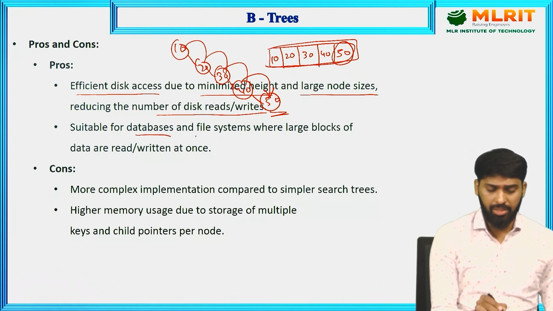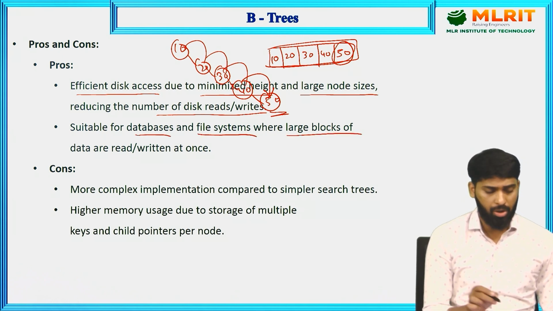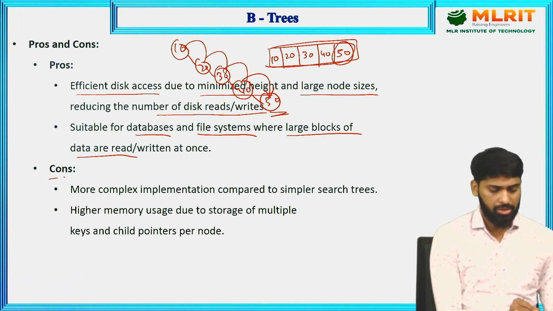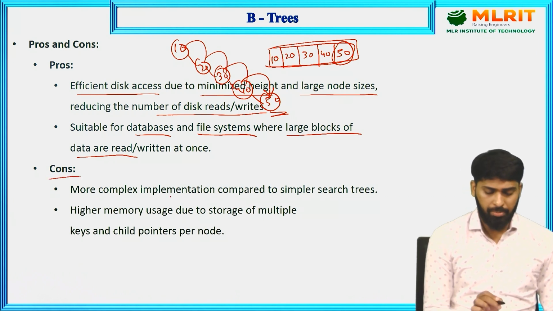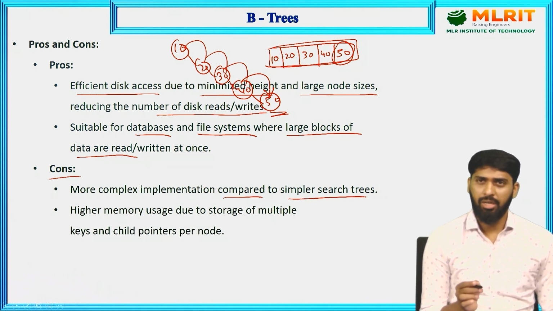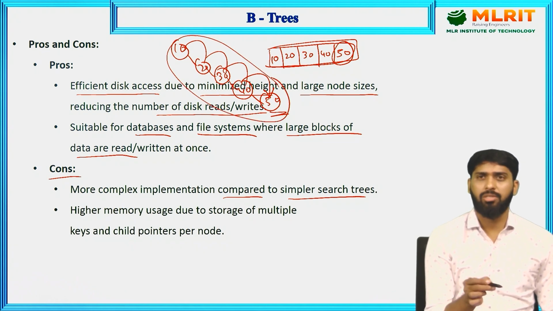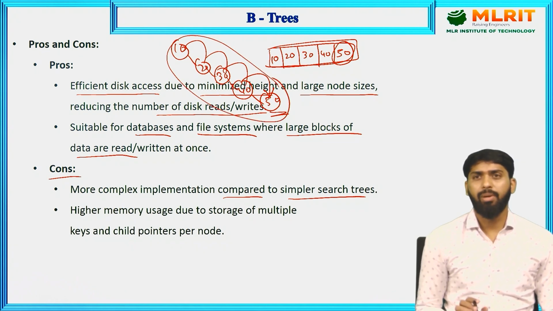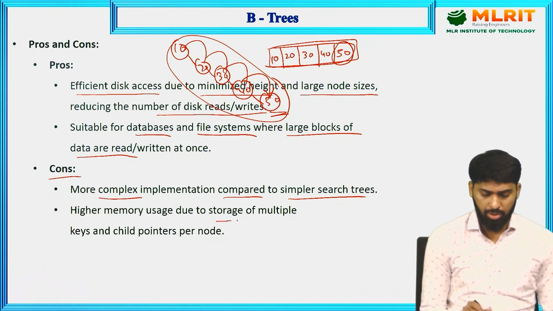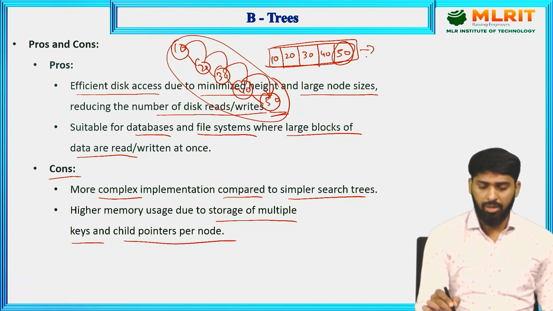Suitable for databases and file systems where large blocks of data are read or written at once. So cons: more complex implementation compared to simple search trees. You understand that if we compare this B tree with search trees, binary search tree or AVL tree, the implementation is complex. Higher memory usage due to storage of multiple keys and child pointers per node. Here this node contains 5 keys, so the children are 6.